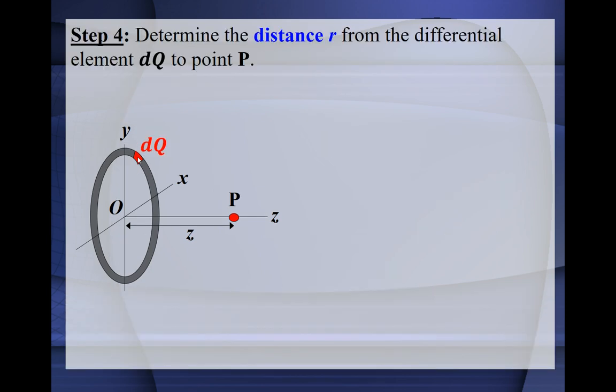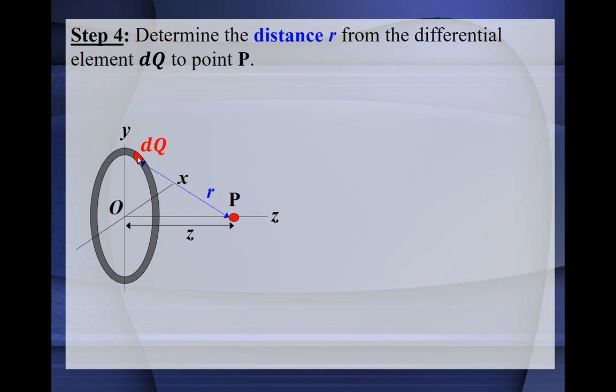Step 4, we want to identify what the distance is from point P to the location of the differential element. Now, here's where it gets a bit weird, because now we have to deal with a picture that's going to be in 3 dimensions.